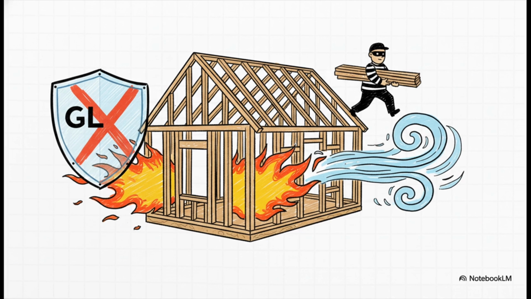Your GL policy will not pay you one single dime if a fire tears through your framing overnight. It won't cover a thing if a freak windstorm blows down the structure you just put up. And it won't help you if thousands of dollars of materials are stolen from the job site. Why? Because all of that is damage to your project, not a third party's. That shield facing outward does nothing to protect what's behind it.